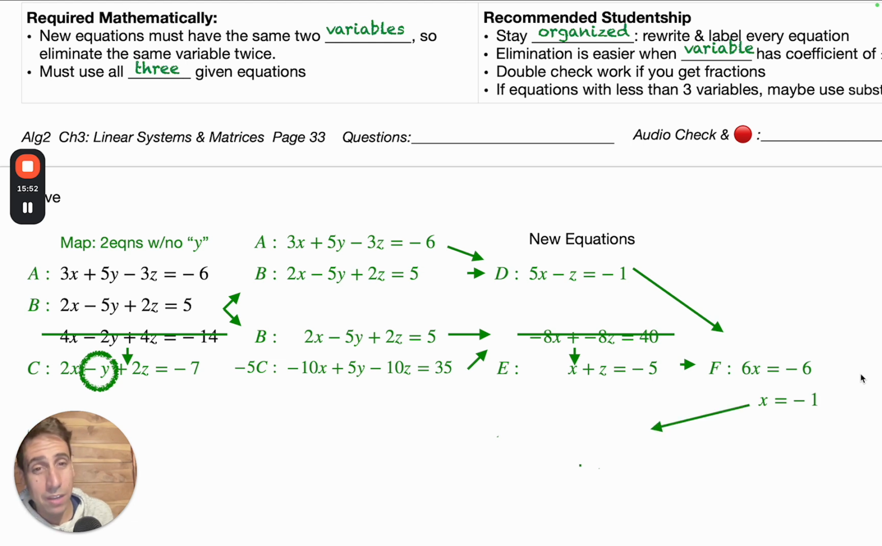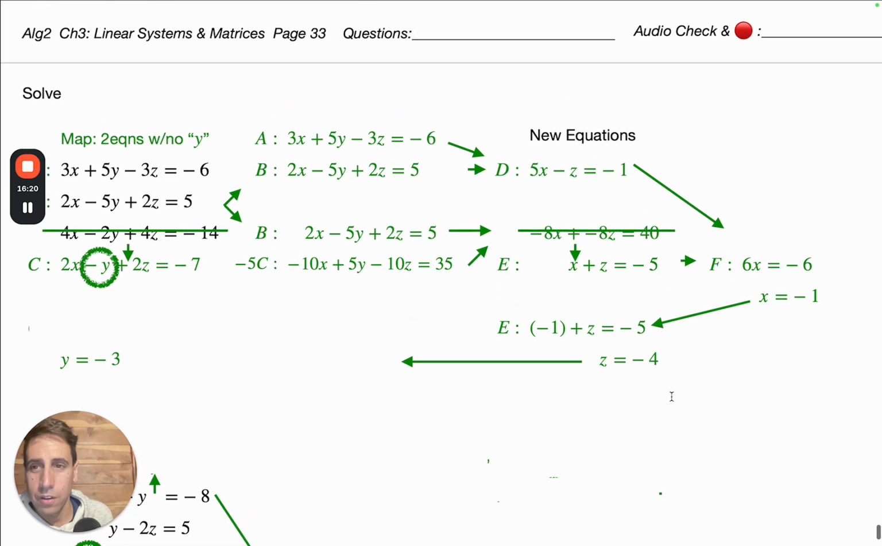I'm going to take that back into the equation E, and when x is equal to -1, -1 plus z is equal to -5. When I solve that, I get z is equal to -4. There it is. Okay, and now that I know what x and z are, I'm going to take that back into one of the original equations here.